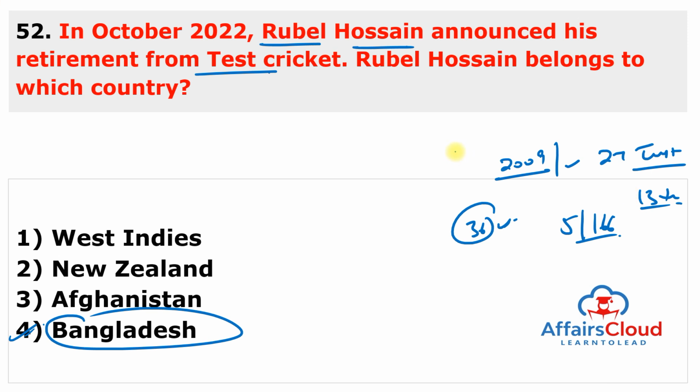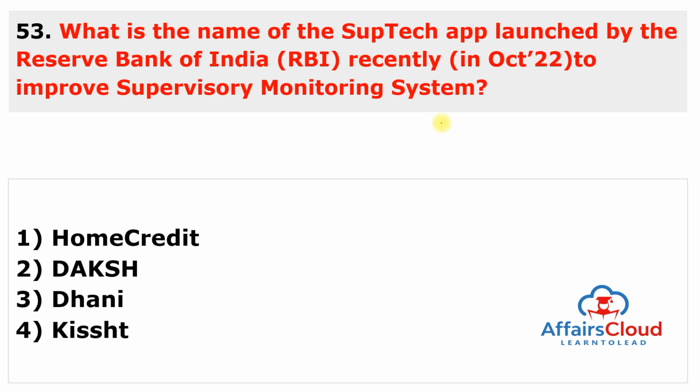And he will continue to play in the Dhaka Premier League, Bangladesh Premier League, along with the other white ball tournaments. But remember, Rubel Hossain belongs to Bangladesh, who recently announced the retirement from Test cricket.